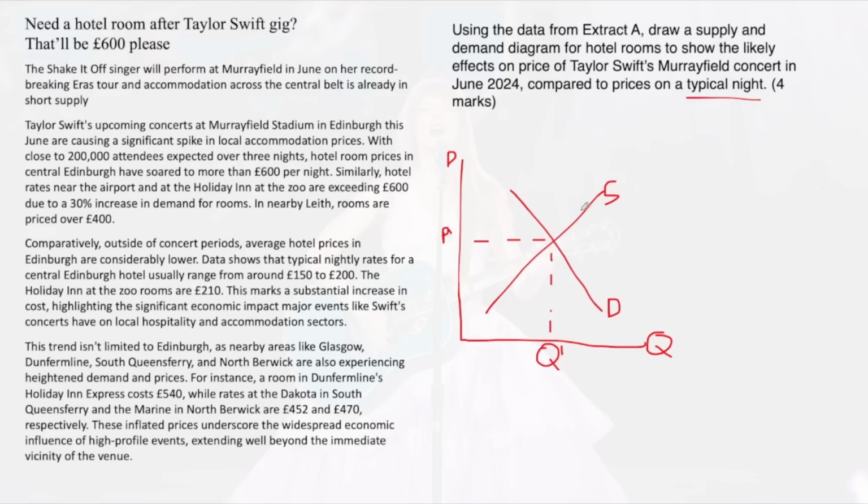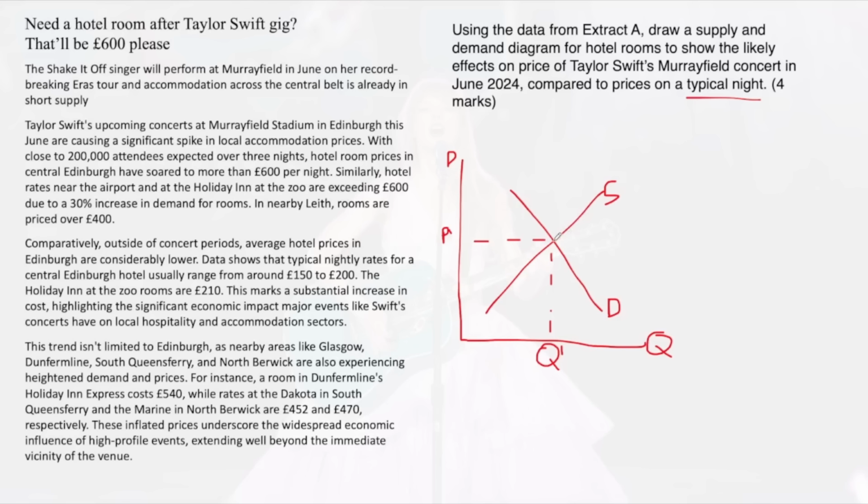Now in the case study, we don't see anything about building a new hotel, suddenly having, I don't know, glamping near the airport or something. We don't see any of that. We only see increases in demand. So this is quite an easy one.